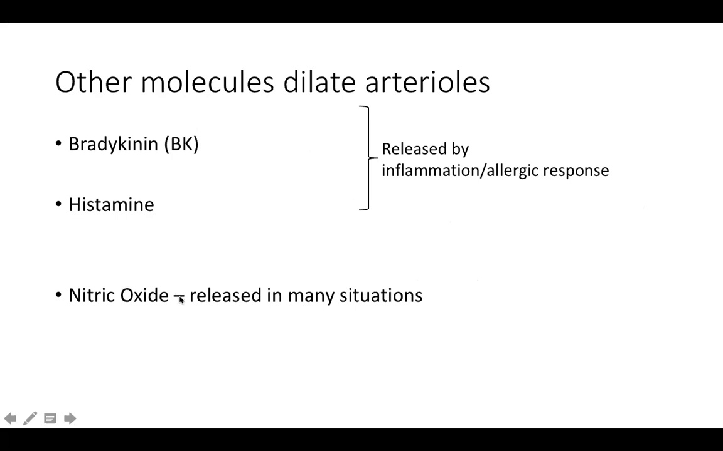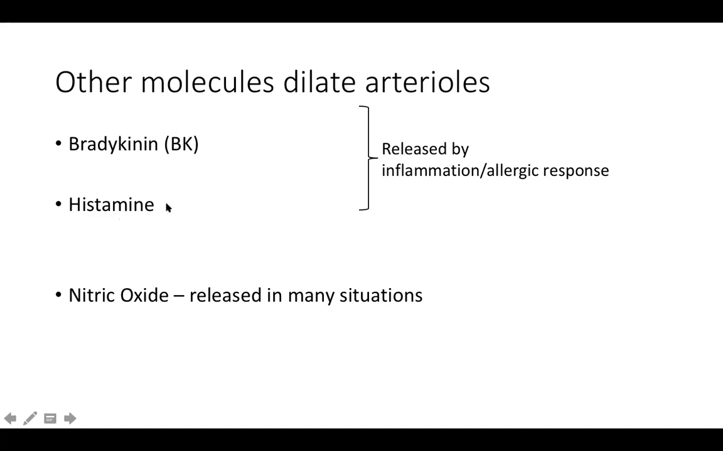There are other molecules that will dilate arterioles. Two of them are something called bradykinin, which you may not have heard of before, but that dilates the arterioles. It's released in the inflammatory response, or sometimes a pseudo-allergic response. So if someone has sort of an area of inflammation, that area is often red. And that red is an increased blood flow to that area because the arterioles have dilated and have allowed more blood to go there. And that could be the direct effect of bradykinin.